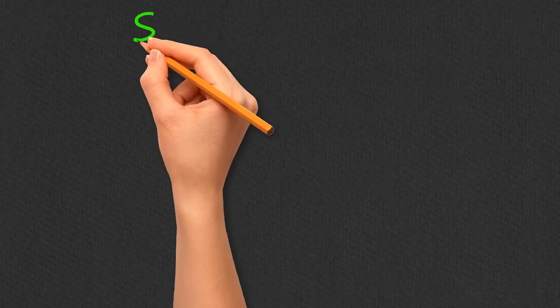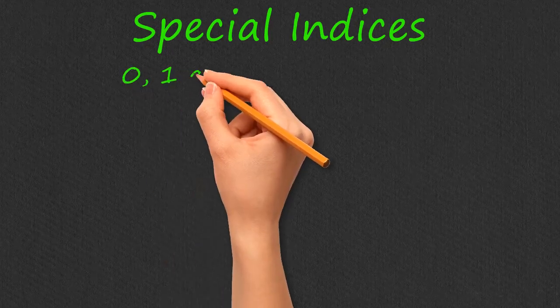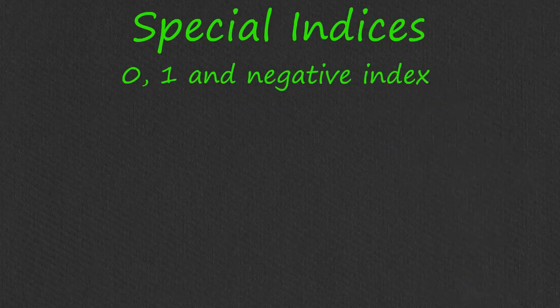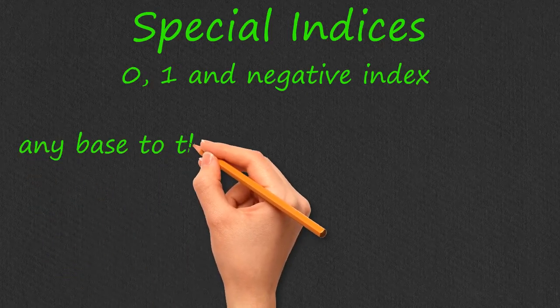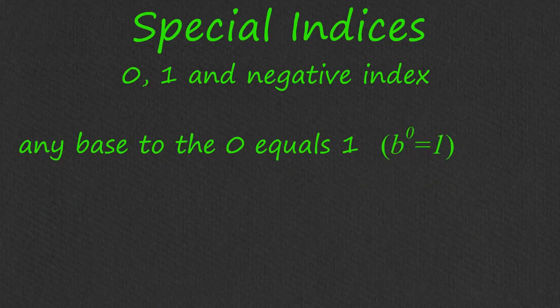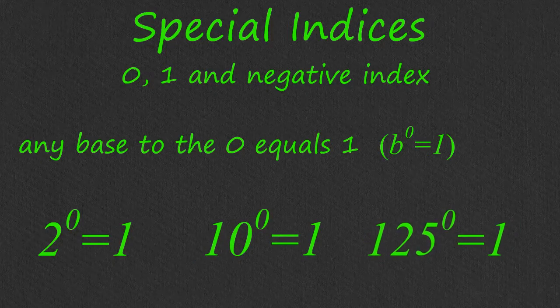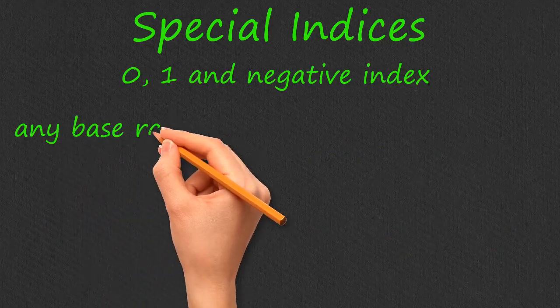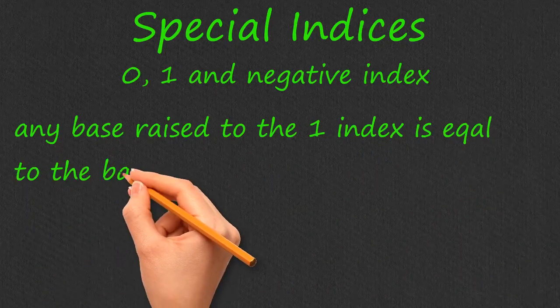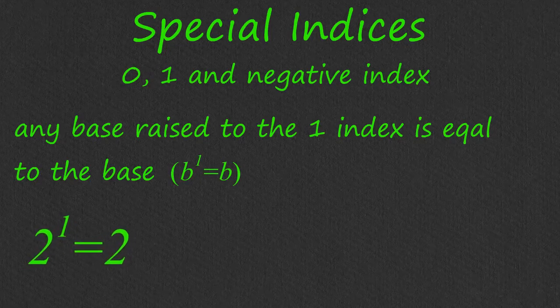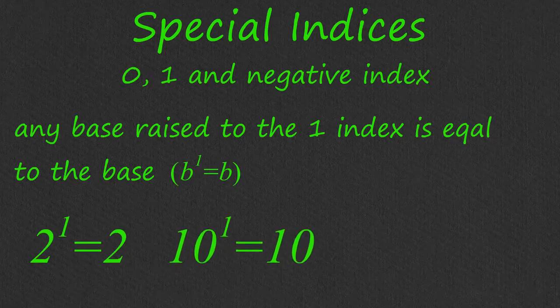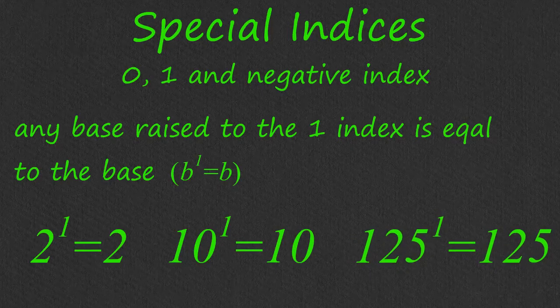Now that we know what indices are, and we also know the correct vocabulary for them, let us discuss some special indices. The indices 0, 1 and the negative indices have special meanings. Any base raised to the 0 index is always equal to 1. Here are some examples. 2 to the 0 equals 1, 10 to the 0 equals 1, 125 to the 0 equals 1. Any base raised to the first index is the same as the base itself. For example, 2 to the first is equal to 2, 10 to the first is equal to 10, and 125 to the first is equal to 125.